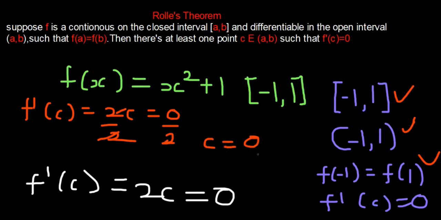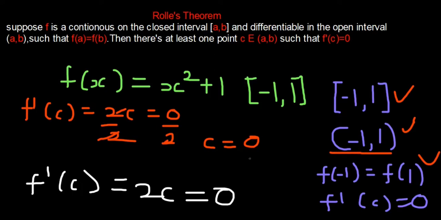0. So what that means is that at this point C here, the slope of the function will be 0, telling us that at a point C in this open interval here, the slope of the function will be horizontal, since it will be 0.